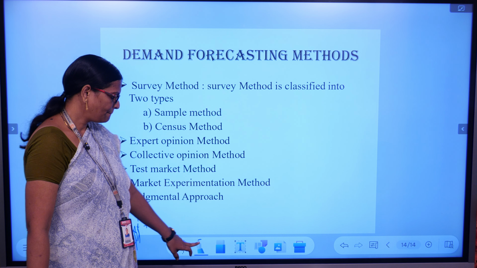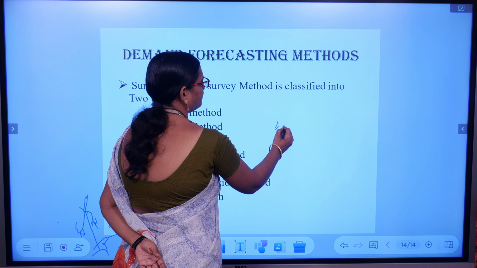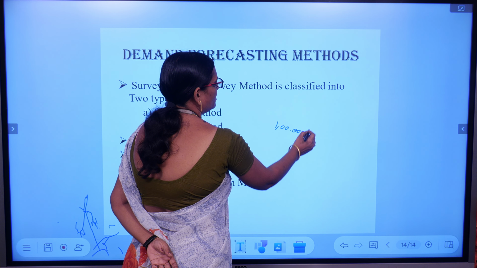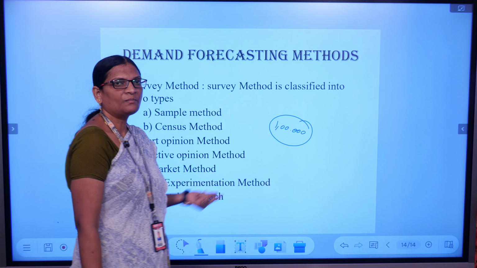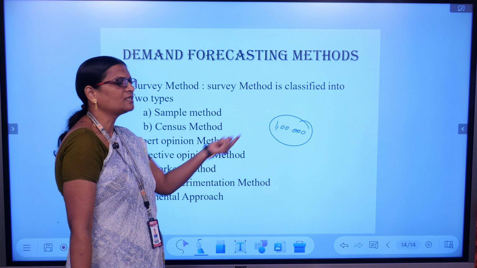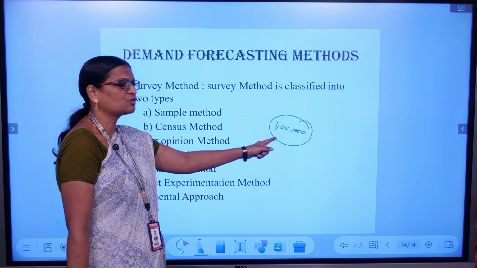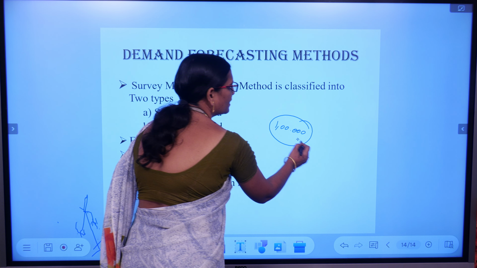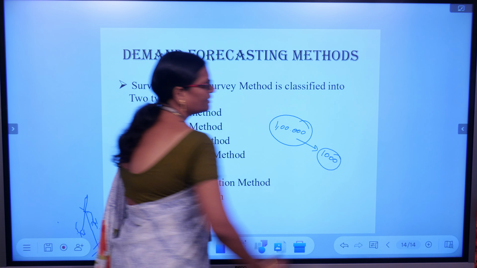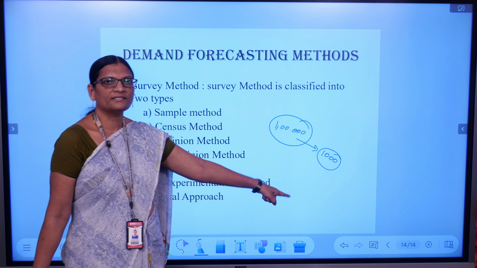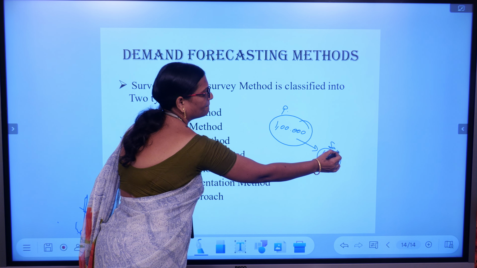For example, if we have a total population of 1 lakh, in this survey method, we can gather information from the total population if possible. If it is not possible, from this total population, we can choose one particular sample, that is 1000. We can collect the information from 1000, that is the sample. So this is the total population and this is a sample.